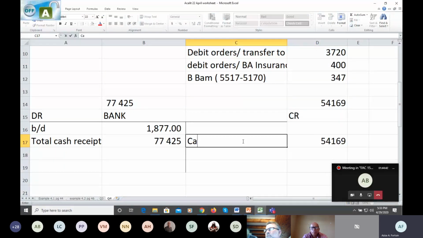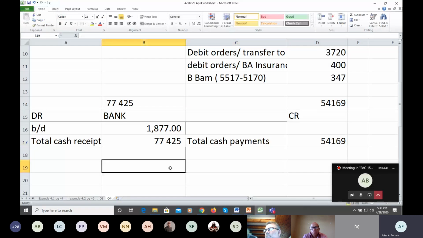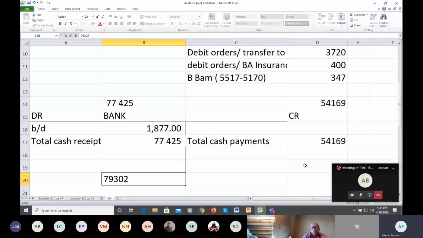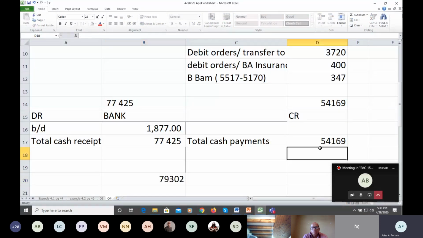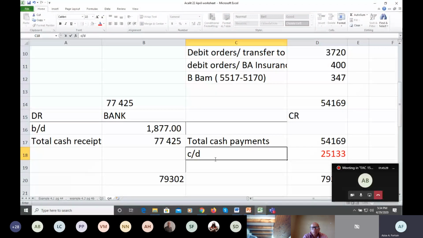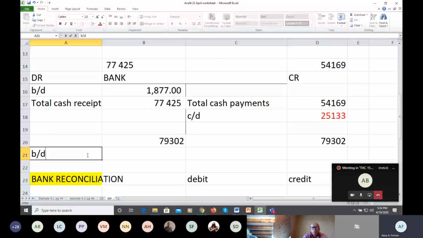Okay, now 1877 plus 77 equals 79,302. Right? Now this 54,169 is higher than 79,302. I'm going to write my highest value of 79,302. Remember I taught you 2 weeks ago? And I'm going to say 79,302 minus 54. And I'm going to get an amount of 25,153. Okay, and it's going to be my carried down value and my brought down value in the next month of 25,133.